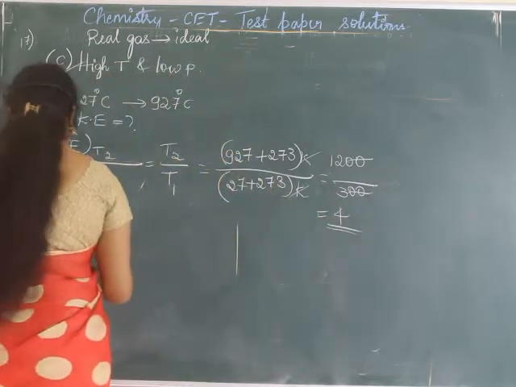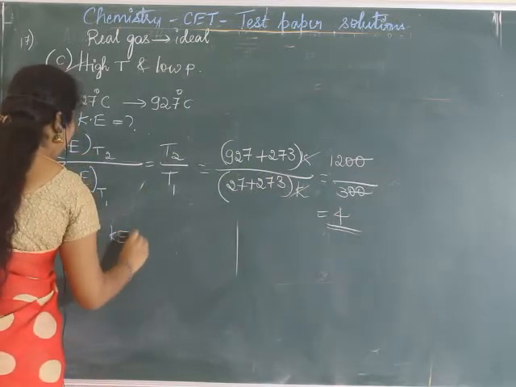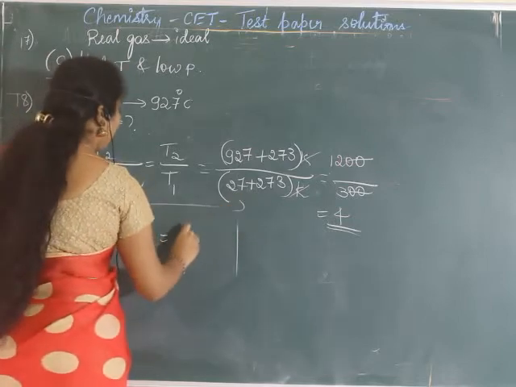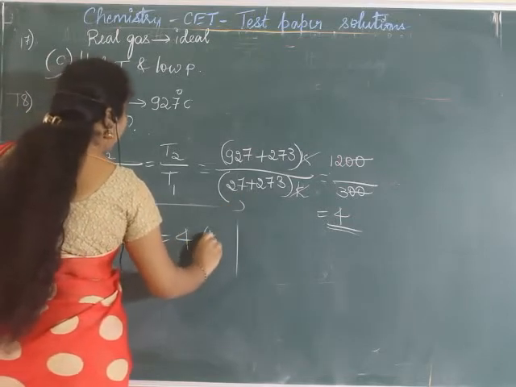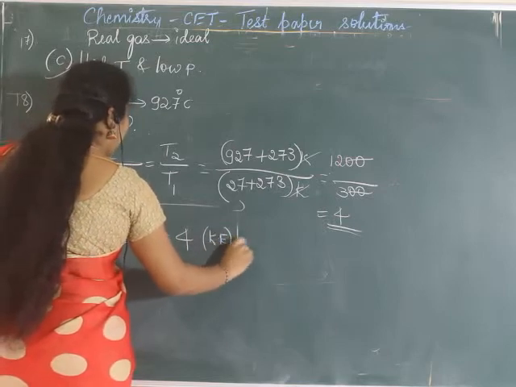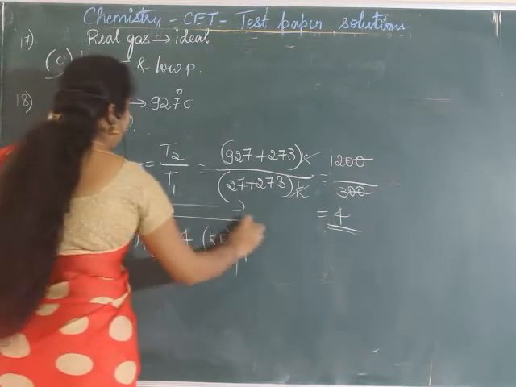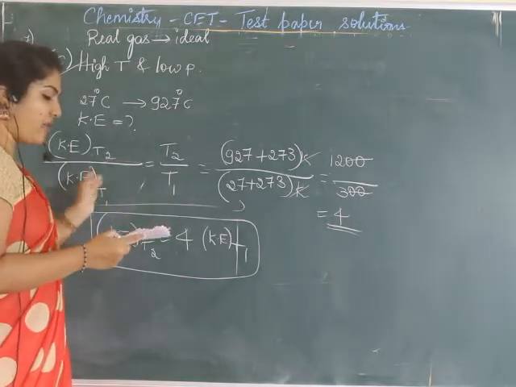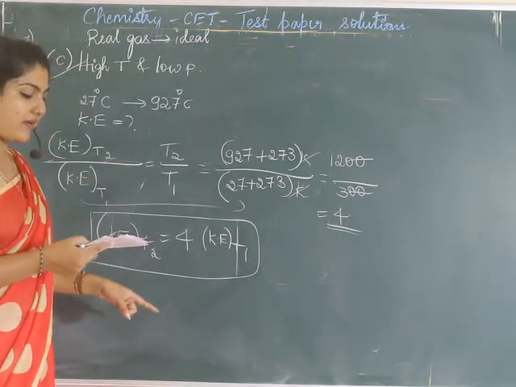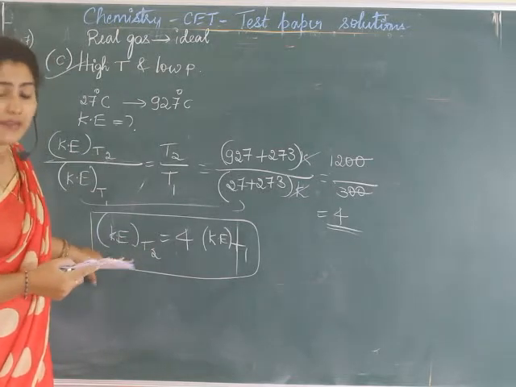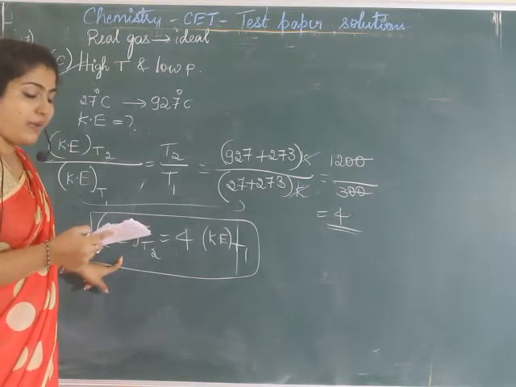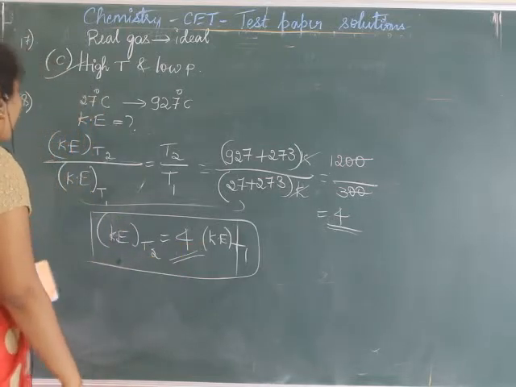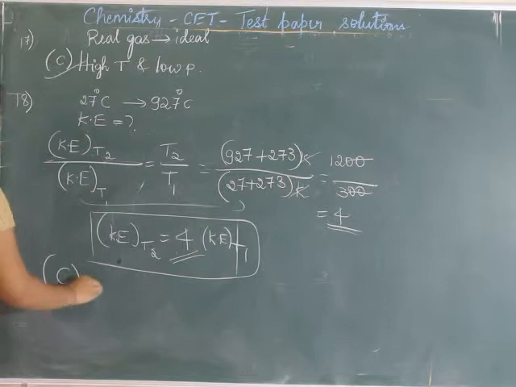That means kinetic energy at temperature T2 is equal to 4 times the kinetic energy at T1. What does it mean? When the temperature of an ideal gas is increased from 27 degrees Celsius to 927 degrees Celsius, what happens to kinetic energy? It will be 4 times. Right option is option C.